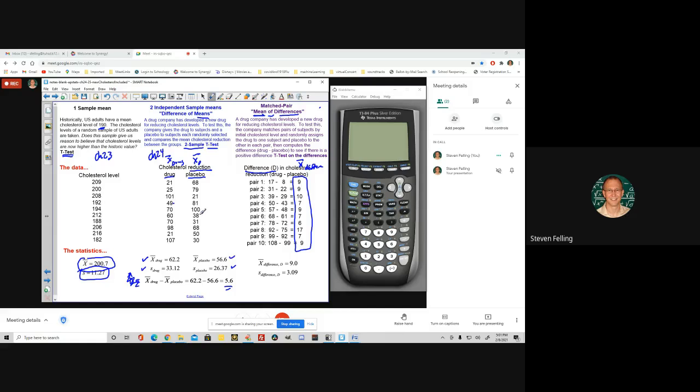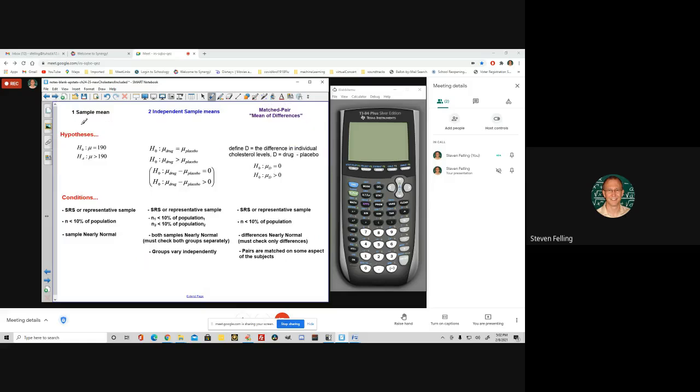But on the other hand, if we're doing a match pair test, which is covered in the book in chapter 25, then we would be dealing just with the differences. So we're back to having a single mean. The differences, it's the mean of the differences. And the mean of this would be 9 with a standard deviation of the differences of 3.09. So the statistics are different depending on the type of data.